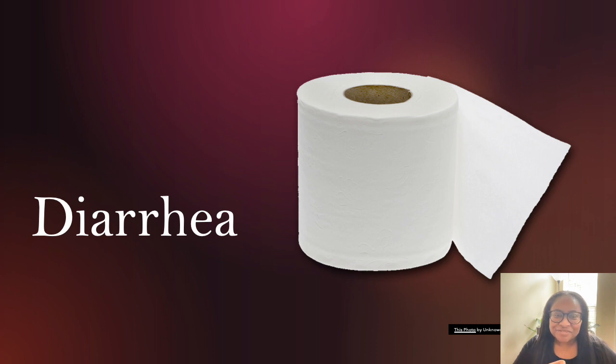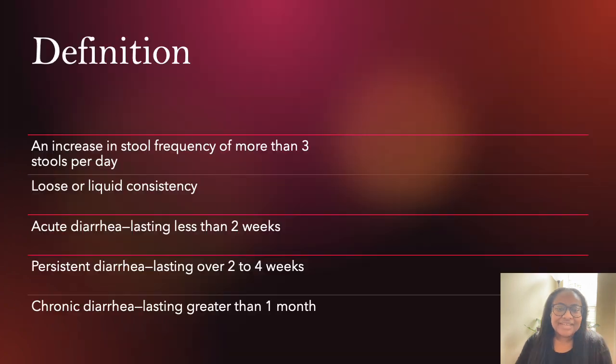Diarrhea is next. Like the roll of toilet paper, if you've ever had diarrhea, you'll need a lot of toilet paper. Diarrhea can also be highly subjective. So patients will tell you they have diarrhea, and you will need to be able to document that. For your purposes, the definition of diarrhea is an increase in stool frequency, with more than 3 stools per day. The stool should be loose or liquidy. It shouldn't just be a little soft. There is an acute phase of diarrhea, which lasts less than 2 weeks. And then we get into chronic diarrhea, where it lasts a month or more.